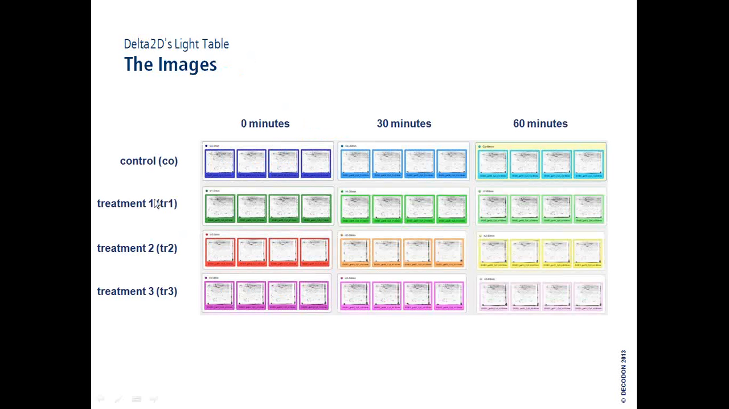In Delta 2D it looks like this. We have the 4 cell lines, a control, and one treated with treatment 1, another with treatment 2, another with treatment 3, and we have the 3 points in time, and for each such factor combination we have 4 replicates.